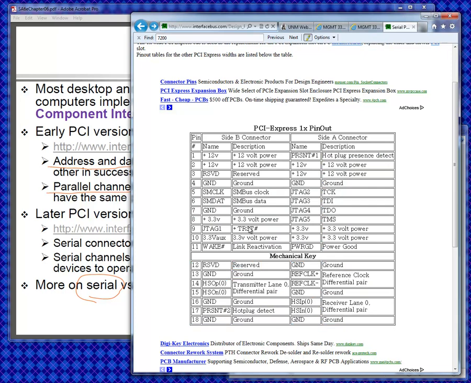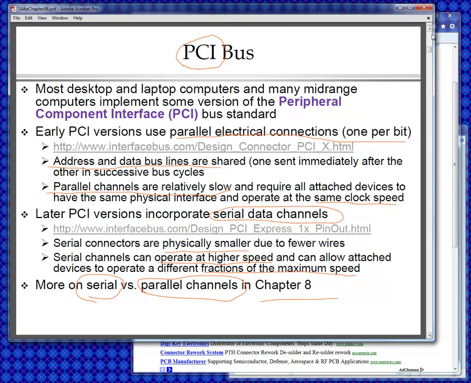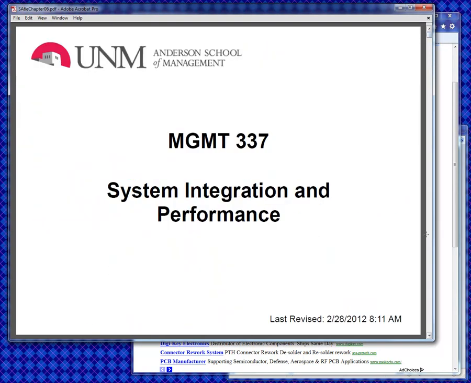Now, in fact, both halves of this also have power routed through them. So let's back up for a minute to some of these earlier slides and hit some of these concepts.